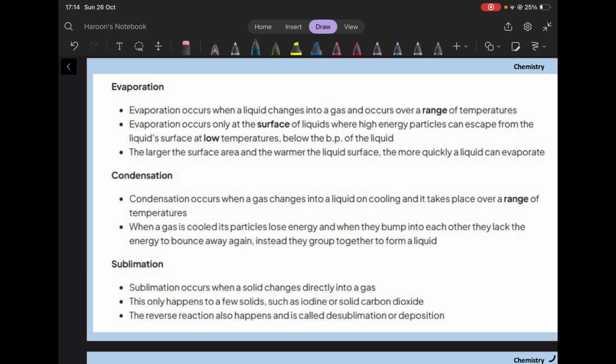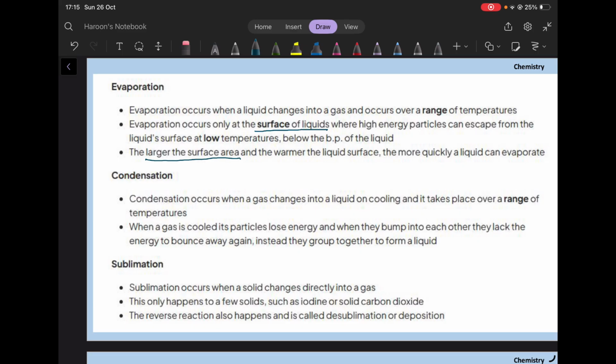Another difference is evaporation occurs only at the surface of the liquids. Meanwhile, boiling can occur throughout the liquid. So for evaporation, only those particles at the top surface have enough energy to leave. Not even all of those particles have enough energy to leave. Some of those particles at the surface would have enough energy to leave. So evaporation only occurs at the surface of the liquid. Meanwhile, boiling occurs throughout the liquid. Now, evaporation can actually occur at low temperatures as well, below the boiling point of the substance. At the boiling point, we'll only have boiling. Now, if you have a larger surface area, there would be more evaporation.